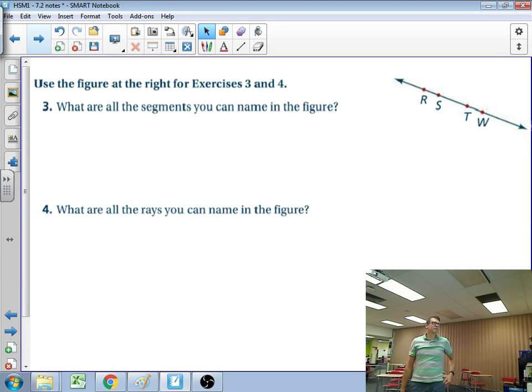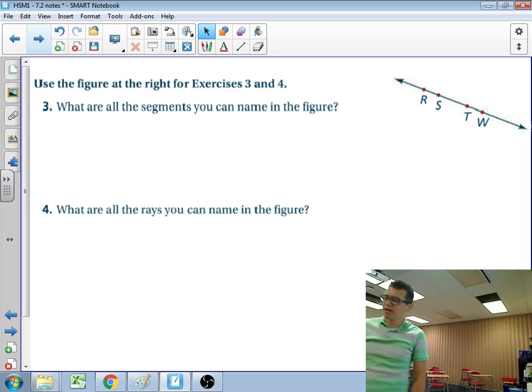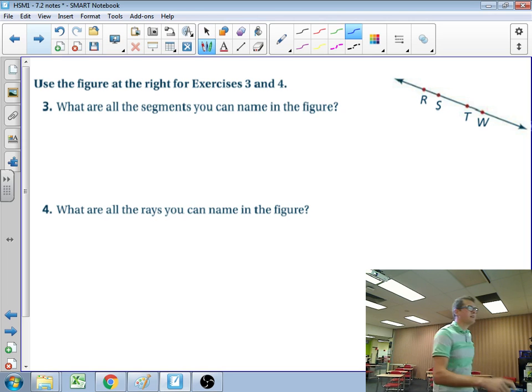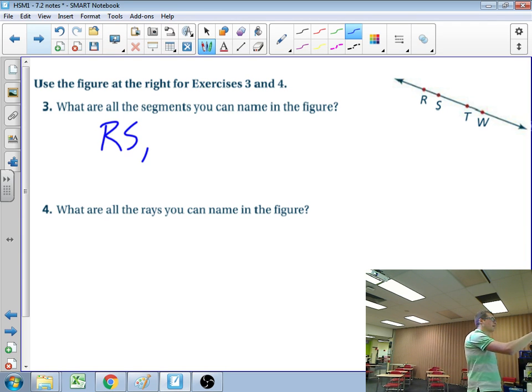So what are all the segments that we can name in the figure? Take a second. I bet you're going to miss some. I think you'll be able to figure out some of the segments, but I bet you're going to miss some. Easy ones. We see RS. It's the first one that we see. Then I like to take all my small ones first. So RS, ST, and TW, all my short segments.